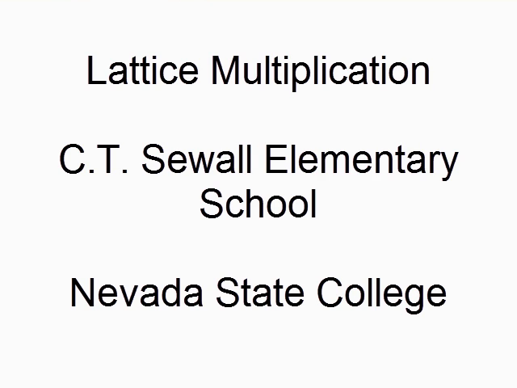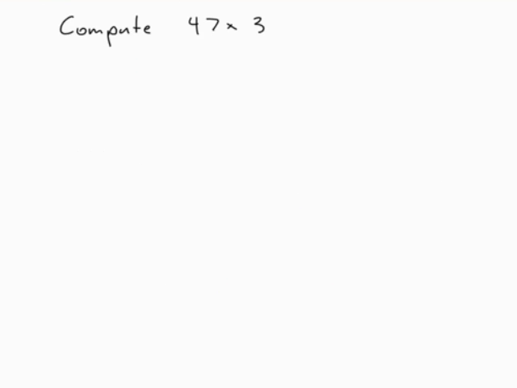Lattice multiplication is an algorithm that is used for multiplying numbers together. It is different from what most adults learned when they were children, so we will do an example and then explain the connection between the two different methods. Compute 47 times 35. To set up the lattice method, we draw a grid.